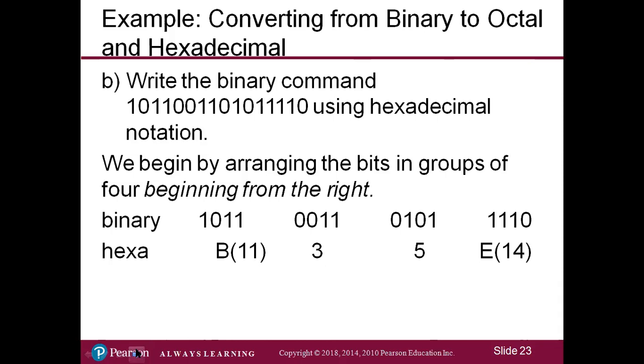And in hexadecimal, we have B, in parentheses so that you know it's an 11, 3, 5, E, 14. The final answer is B35E. B being 11, E being 14.